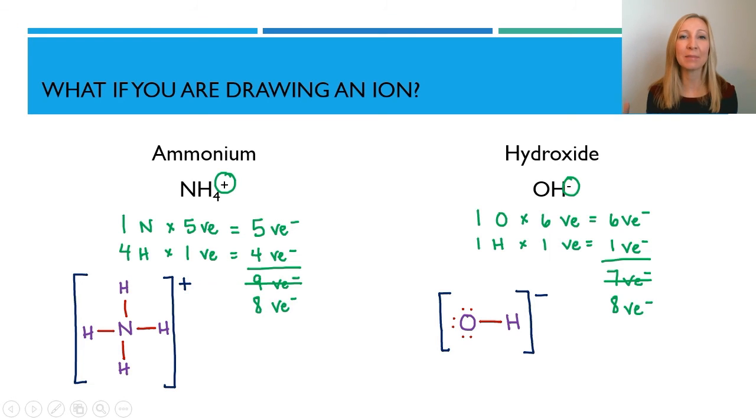Everything is the same except when you add up the number of valence electrons that need to be represented in your structure, you have to take into account the fact that it has a charge. If it has a positive charge, you're going to subtract electrons, and if it has a negative charge, you're going to add electrons. This is the same thing that we did when we were dealing with ions before. So it's not new, except now we're dealing with molecules losing and gaining electrons and not just atoms losing and gaining electrons.